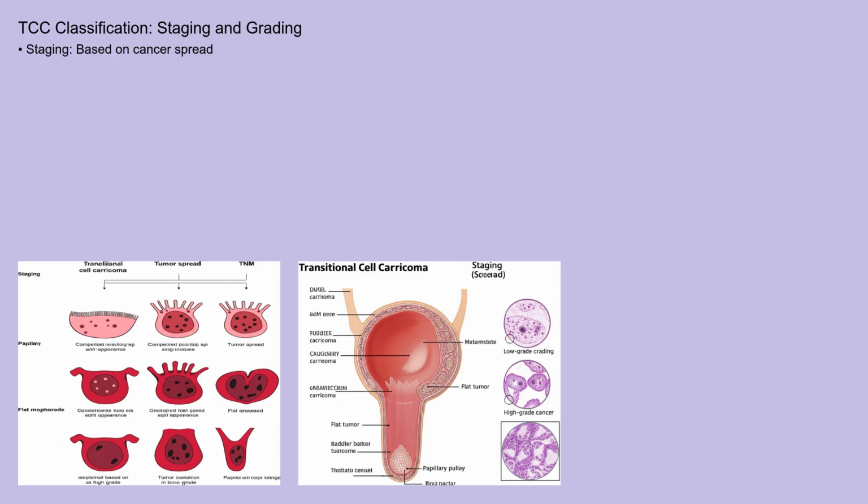Different types of TCC exist, including papillary and flat tumors. Papillary tumors grow into the bladder like tiny fingers, while flat tumors stay within the lining of the bladder.